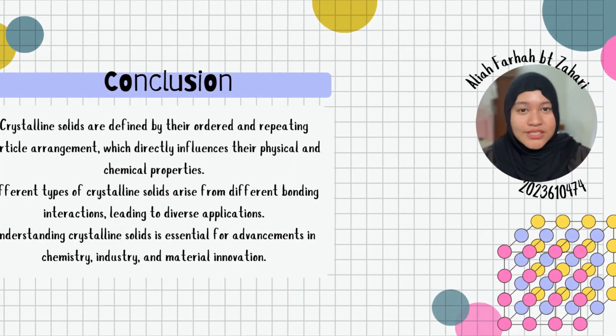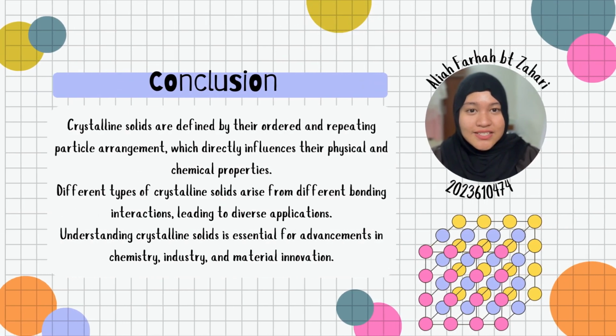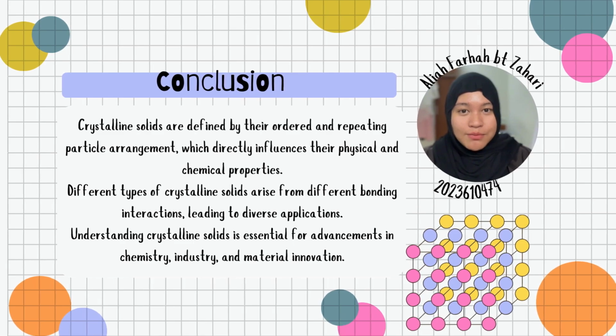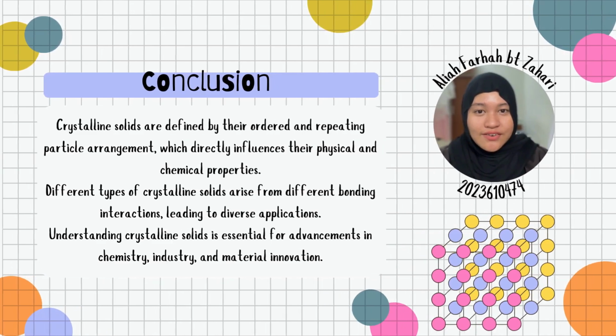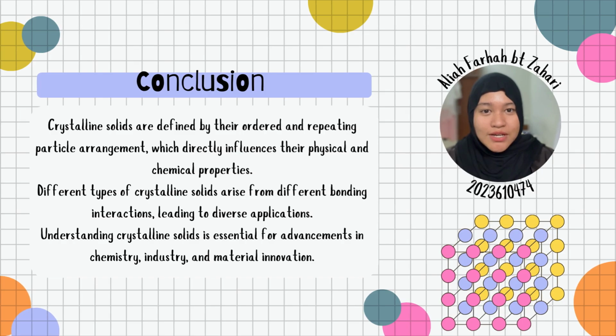In conclusion, crystalline solids are characterized by their order and repeating particle arrangement, which directly affect their physical and chemical properties. Different bonding interactions produce different types of crystalline solids, leading to a wide range of applications. Therefore, understanding crystalline solids is essential for progress in chemistry, industry, and material innovation.